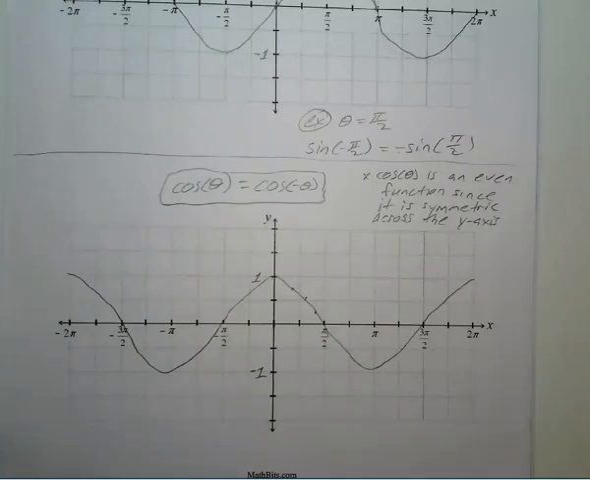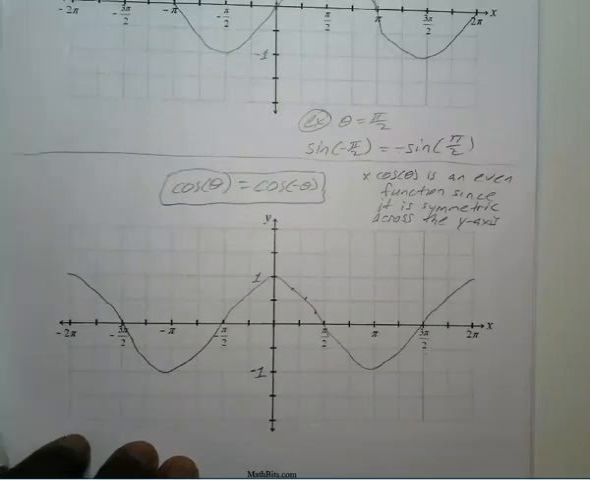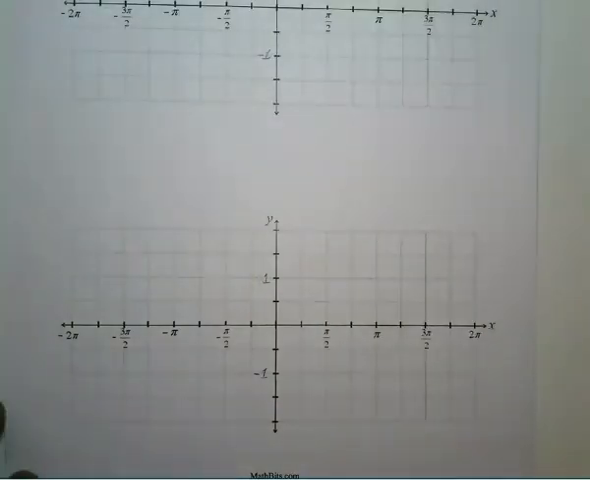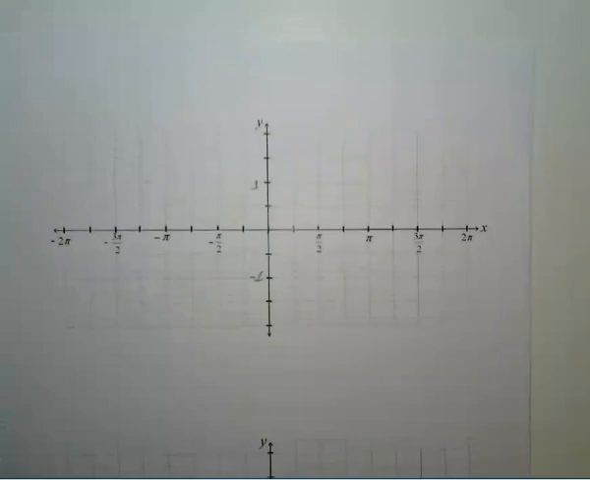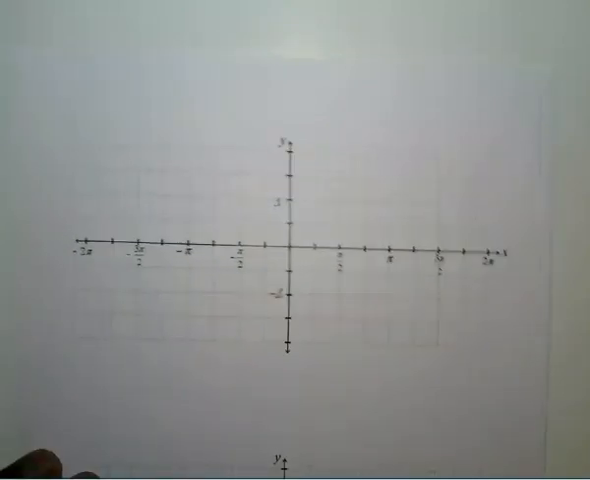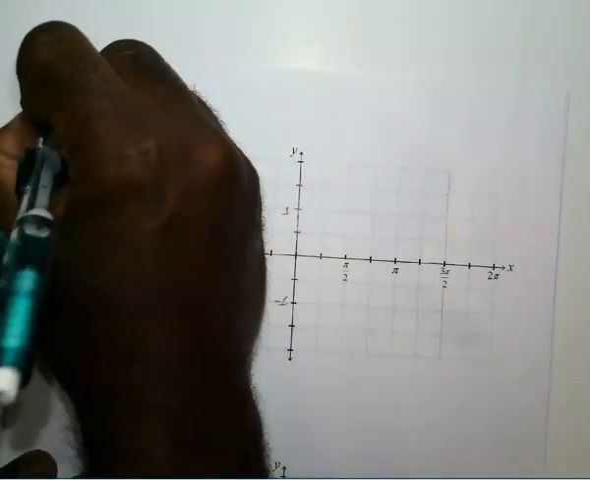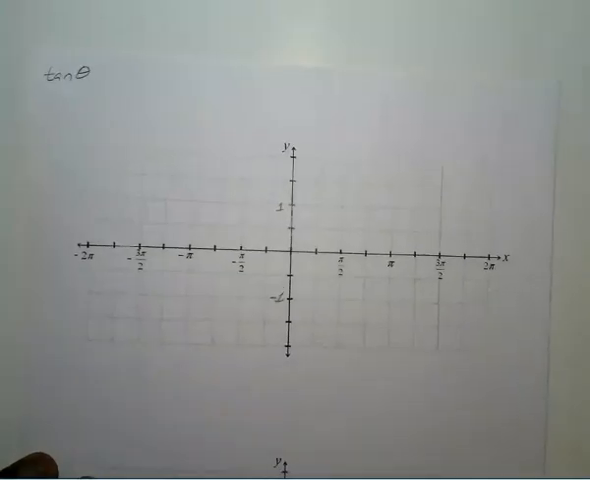All right. So if you are still writing, of course, feel free to press pause and finish up. But we're going to go ahead and move on to our next graph. And that graph is tangent.